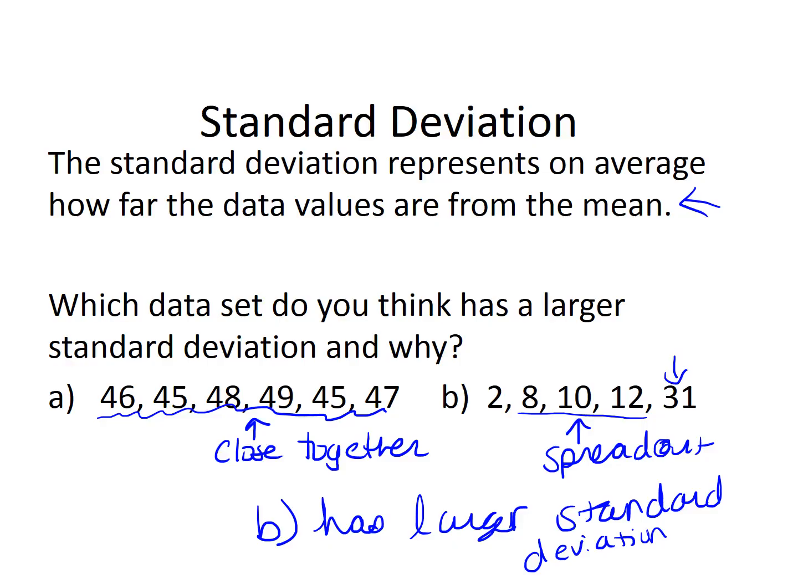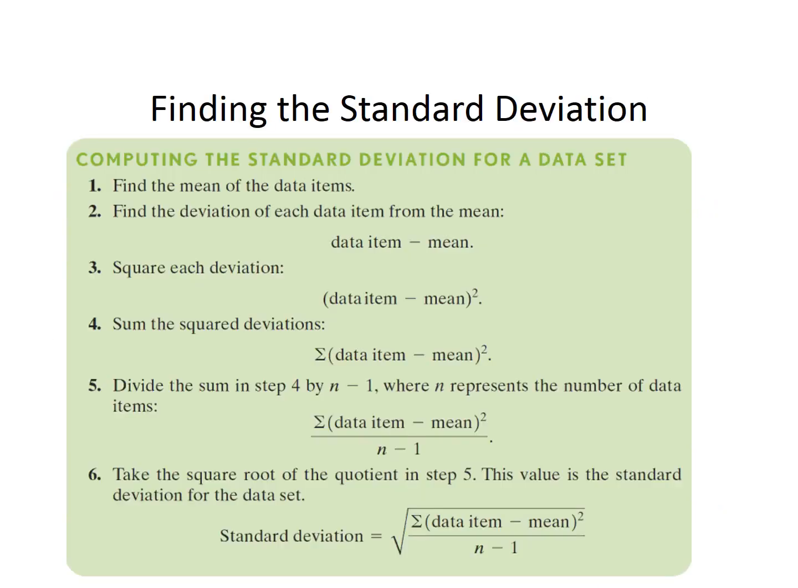To compute the standard deviation by hand, it's a several step process. The first thing is to find the mean, by adding up the data values and dividing by the total number of data values. Then you take each data value minus the mean and square it. It doesn't matter if you do mean minus data value or data value minus mean, or if it ends up positive or negative, because you're going to square them. You're going to have to know this process for the test. Then you add all these up.